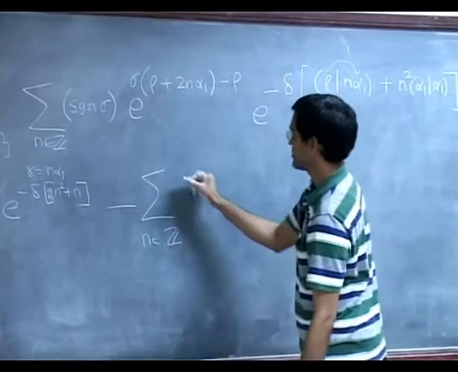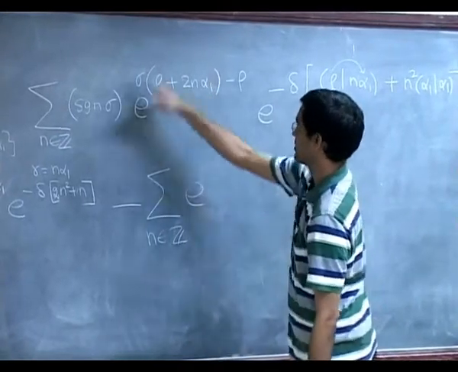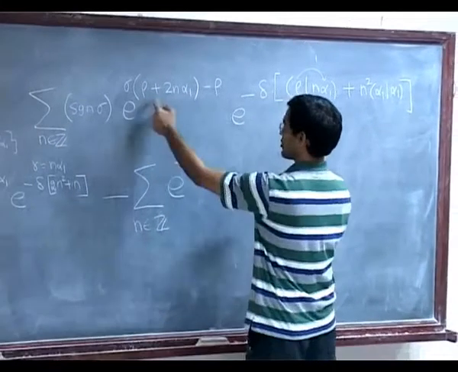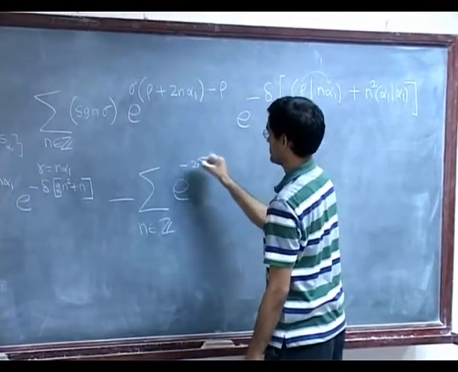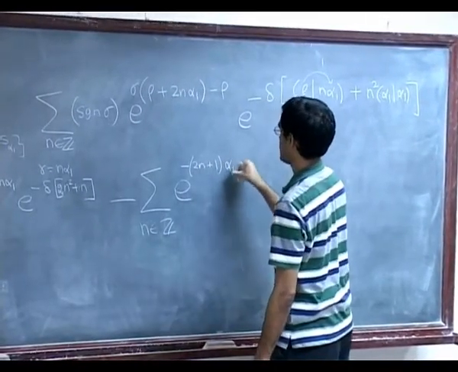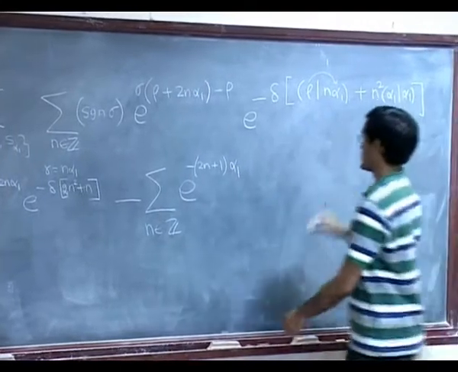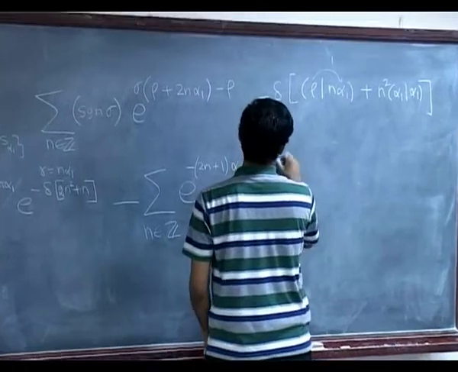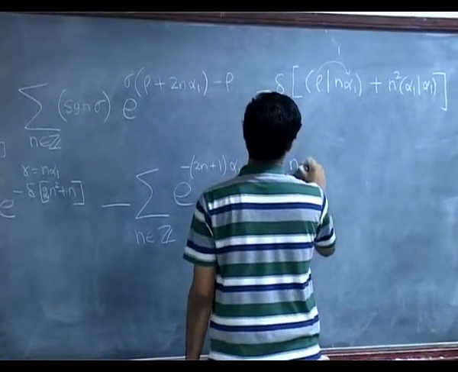That's it. So if you unravel this term, there will be a minus 2n, and then the sigma rho minus rho will also give you a minus 1. So it's minus of 2n plus 1 alpha 1. And then this guy would just be the same thing, minus delta n plus 2n square.